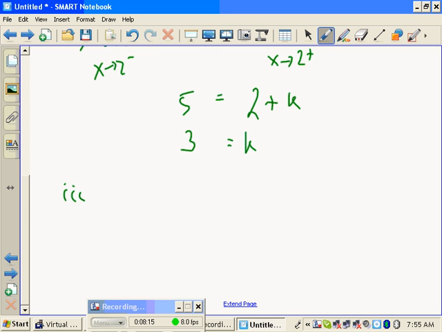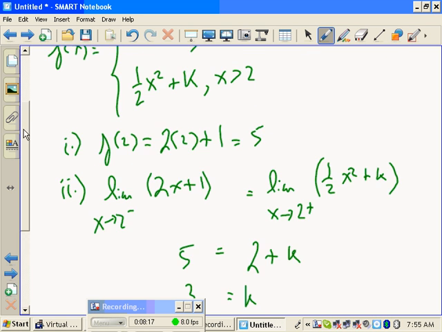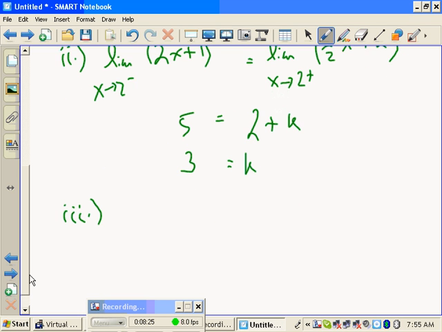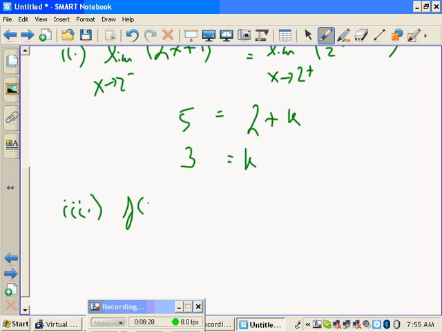Now, what do you have to say? The function has to exist there. The limit has to exist there. If k is 3, the limit is 5. Say that f of 2 equals the limit as x approaches 2. And by the way, what is it? It's 5. So you forced the issue. If k is 3, the limit is 5, the function is 5, you're done.